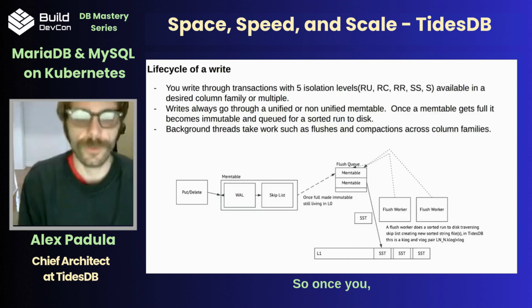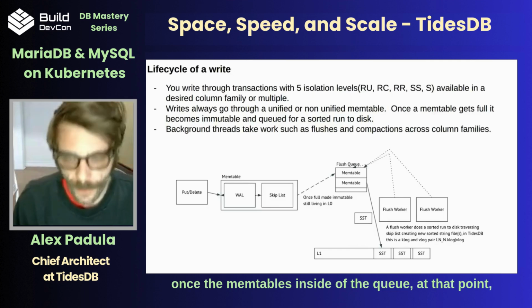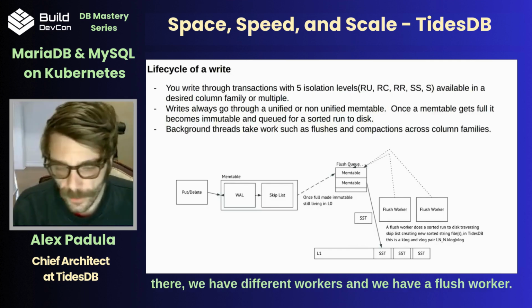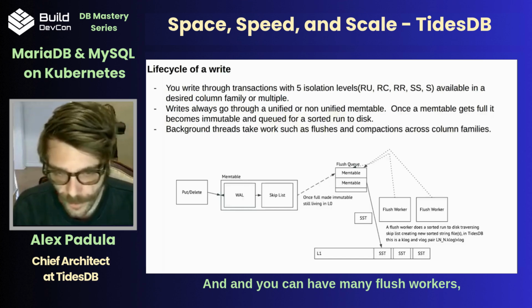So once the memtable is inside of the queue, at that point we have different workers, and we have a flush worker. So the flush worker will dequeue work, and you can have many flush workers.